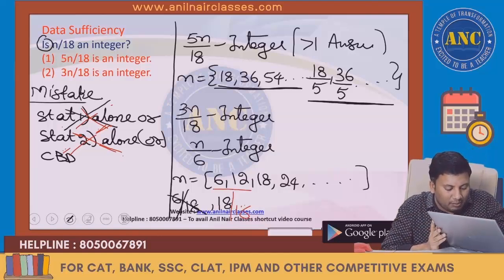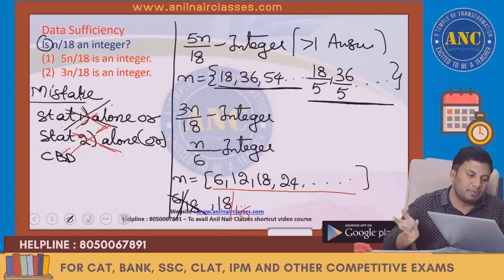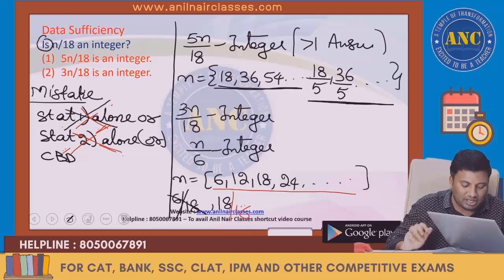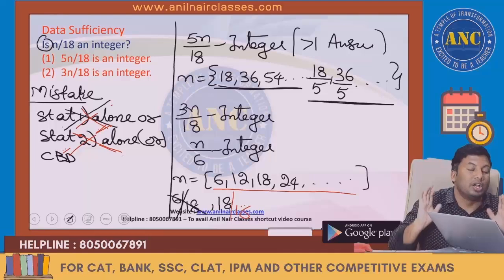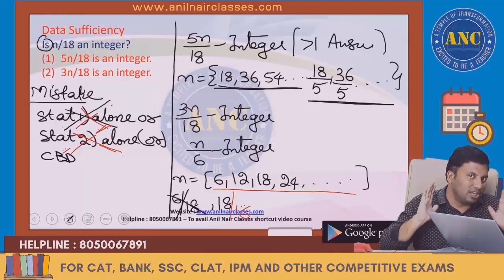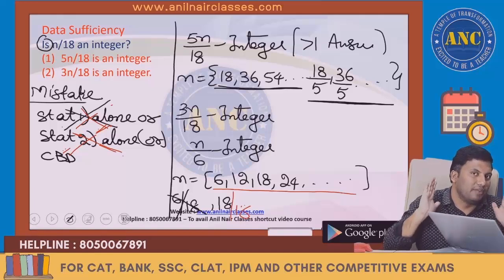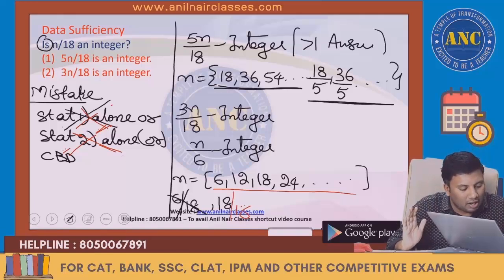Here n can be multiples of 6. 6 by 18, 1 by 3, is a fraction. 18 by 18, 1, is an integer. Sometimes yes, sometimes no. Uniqueness, definiteness and no assumptions. These are the three important things that should be there in your mind. Now let me combine.